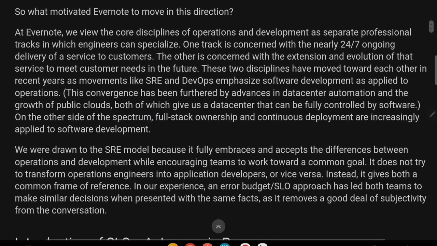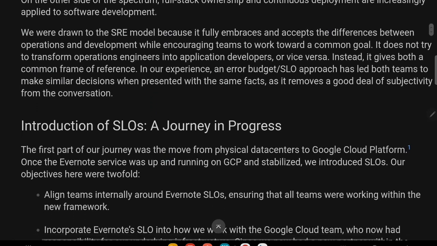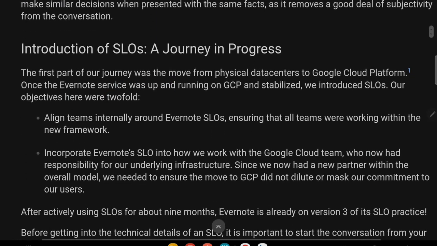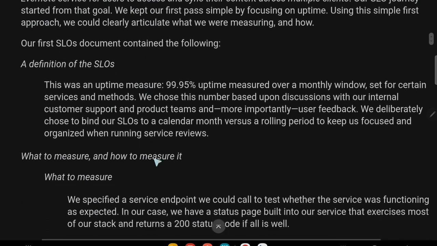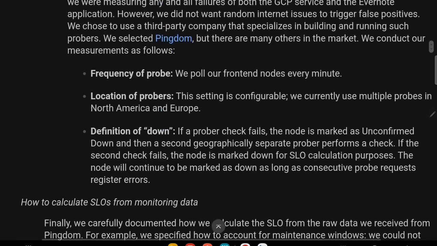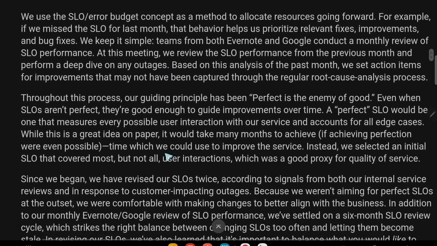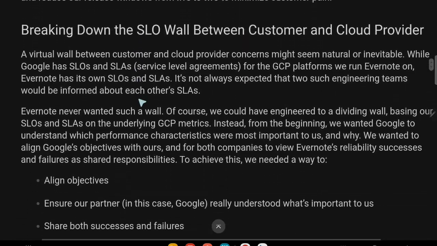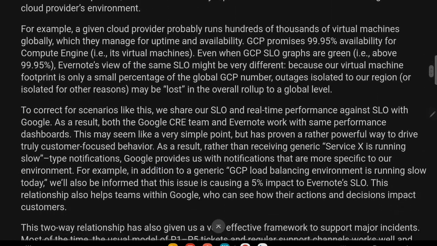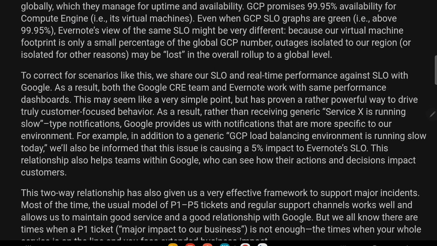So once they thought about the SLO, they moved to GCP. And now we understand why they gave this example of Evernote, because they moved to GCP. I mean, you can't make this more obvious, but another example. So they went and they measured it, and they have the SLOs and all these things.